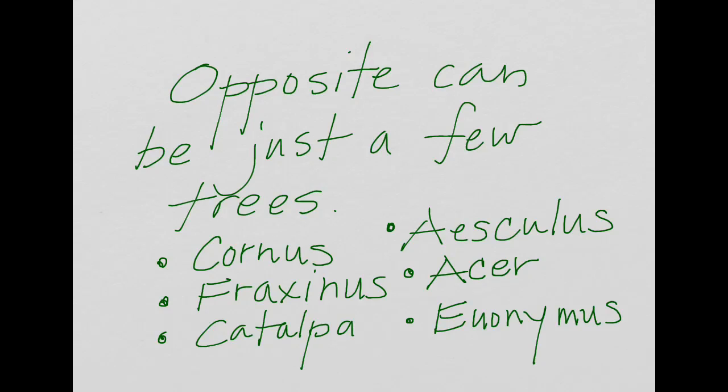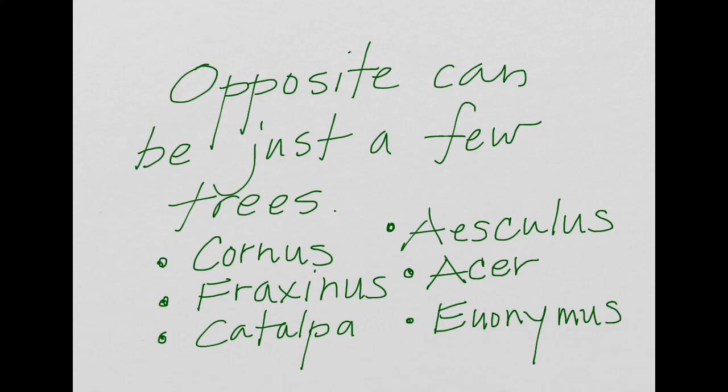With shrubs, about 50% have opposite leaf arrangement, about 50% have alternate leaf arrangement. With trees, we only have a few genera, and these are names of genera of trees right here, that actually have opposite leaf arrangement. You have Cornus, which are your dogwoods. You have Aesculus, which are your buckeyes. Fraxinus, which are the ash. And Acer, which we'll see quite a few of. Those are all maples. Catalpa is actually our southern catalpa.